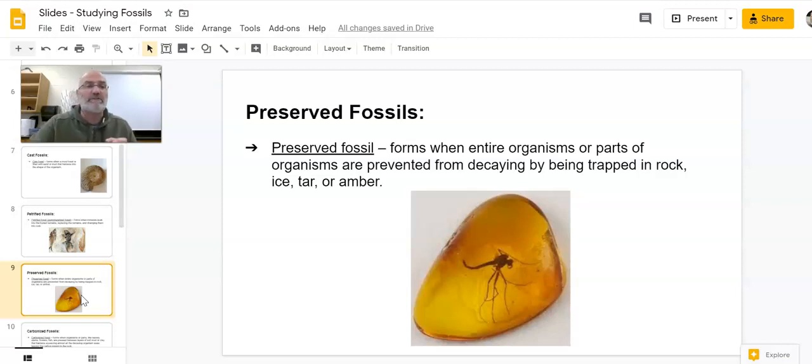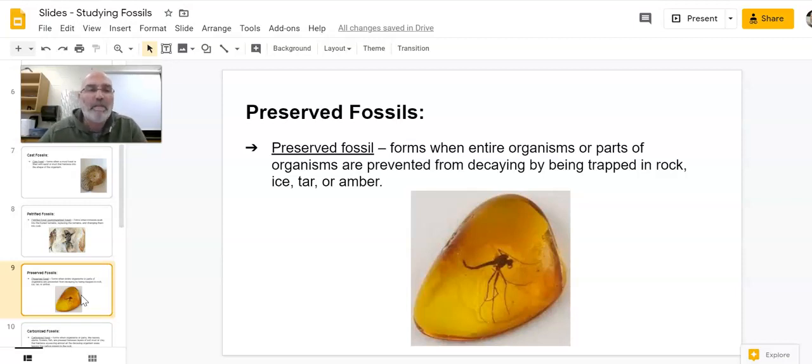We can study the internal structures of the organism that was trapped in ice or tar or amber from the past. So a part of me wants to say that a preserved fossil would be the most valuable to study, simply because we get to see exactly what the organism looked like and study it internally and externally.